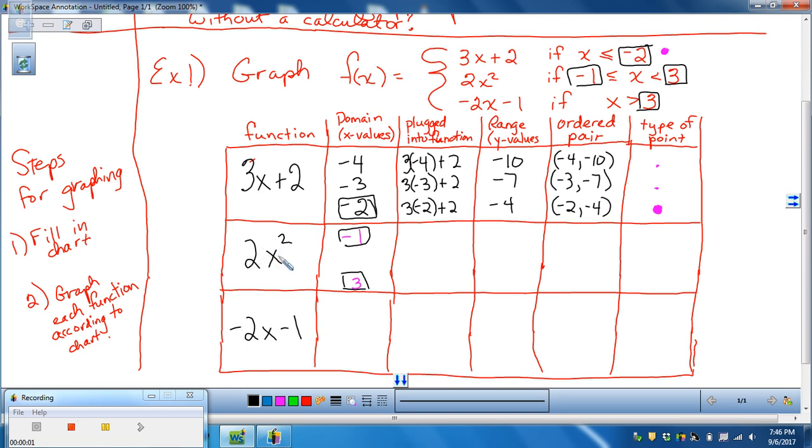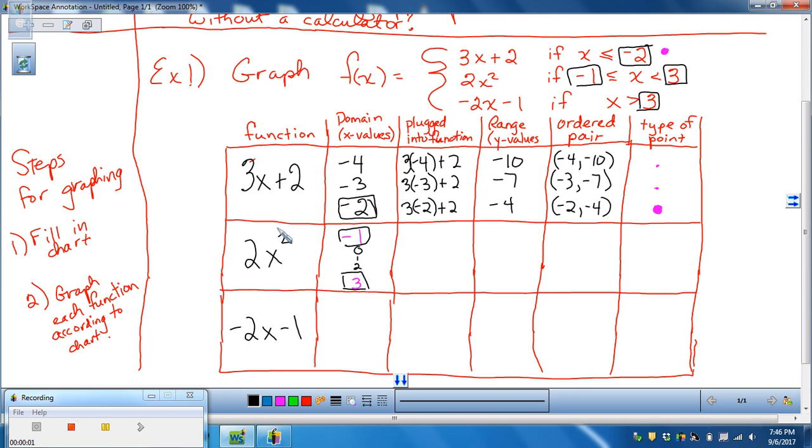Now because this is a quadratic, I probably want more than 3 points. Matter of fact, I'd probably like 4 or 5 points. So I'm going to go ahead and start picking some other points. I've got 0, I've got 1, and I've got 2. That gives me 5 points between negative 1 and 3.